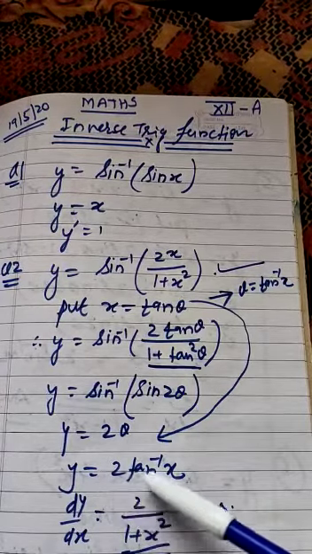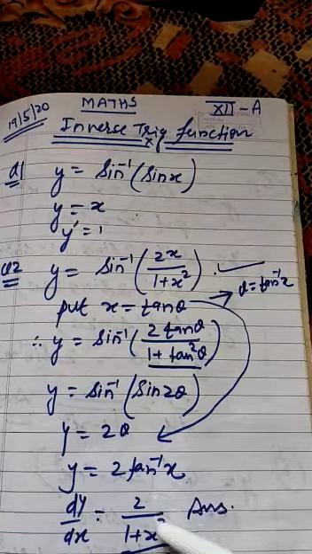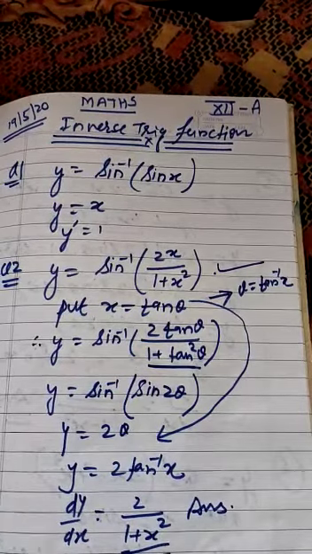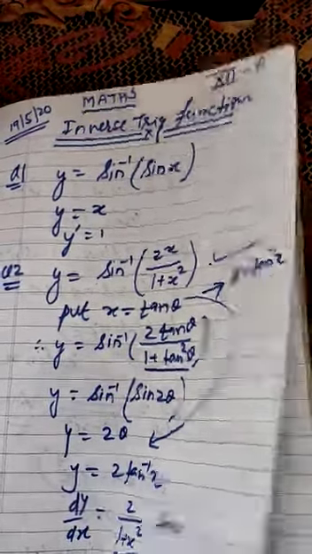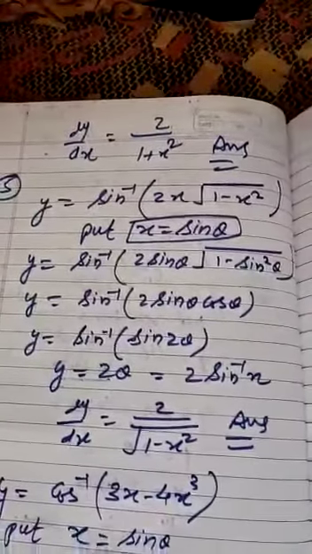Differentiating both sides, the derivative of y is dy over dx and the differentiation of tan inverse x, 2 upon 1 plus x square. This is the differentiation. Now move to the next question. Next question is this much.